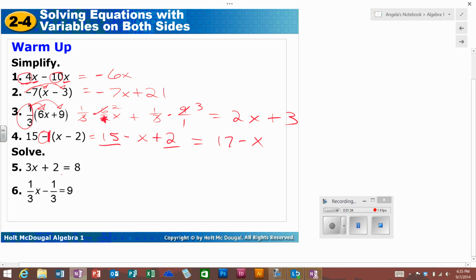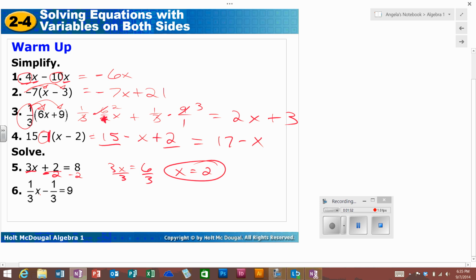All right, we're going to solve. So I need to reverse order. So first it's the 3 times the x and then the adding 2. So I go backwards by subtracting 2. So I get 3x equals 6. Then I divide by 3 and my x is equal to 2.